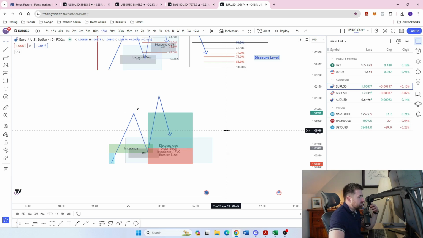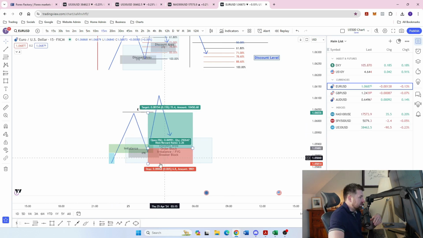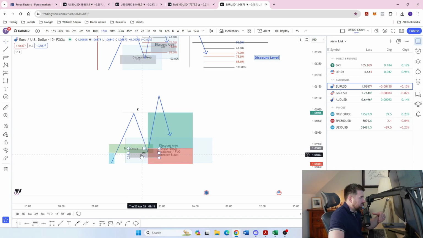Okay, so it's very, very simple in what I'm trying to show you. And that is essentially what the OTE levels are. So I've highlighted the discount area. I've highlighted imbalances, order blocks. I've highlighted my OTE level. That is what I'm looking to do.